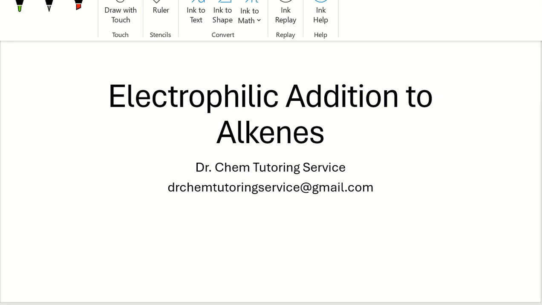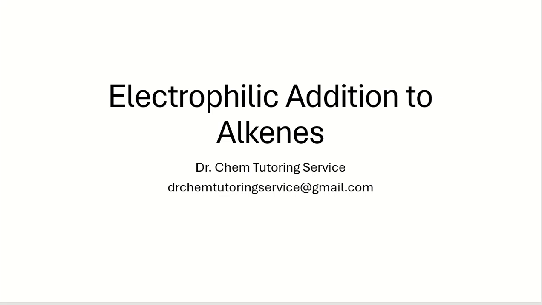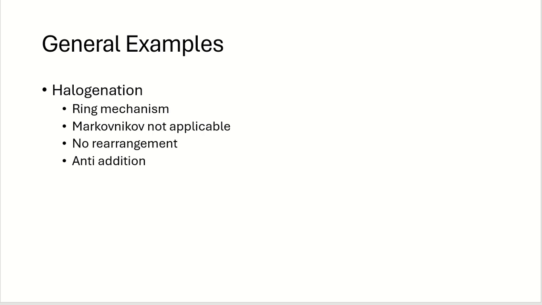So here we have part 8 of my electrophilic addition series. And in part 8, we're going to look at halogenation reactions. A halogenation reaction is the addition of X2, where X2 could be bromine or chlorine. Usually, you don't typically see iodine or fluorine in these scenarios.